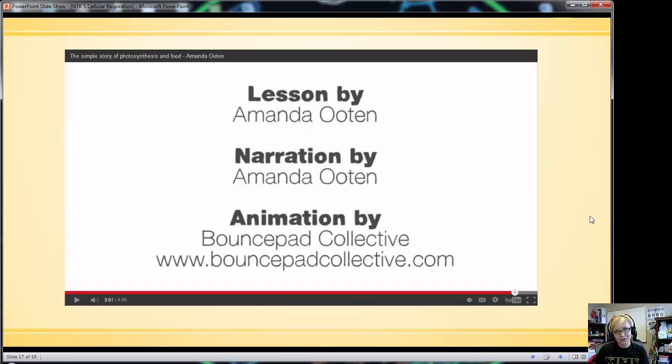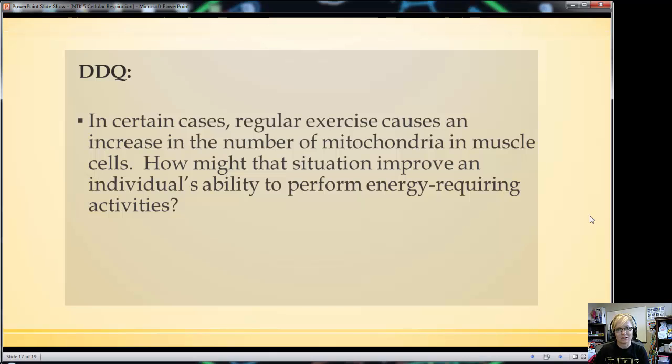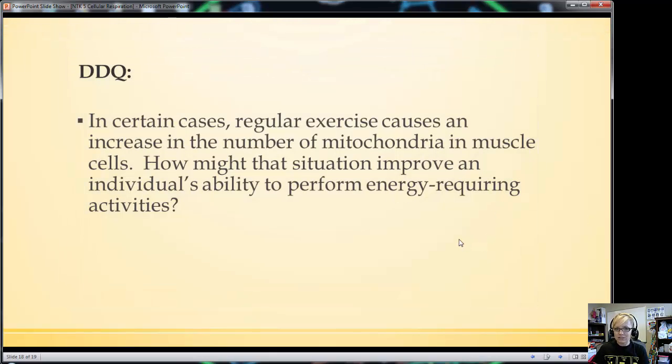Okay, so that's everything we've talked about in a nice little summary. Here's our double down question for today. In certain cases, regular exercise causes an increase in the number of mitochondria in muscle cells. We've talked about this before in a previous Need to Know video. How might that situation improve an individual's ability to perform energy requiring activities? Think about the phrase, if you don't use it, you lose it.